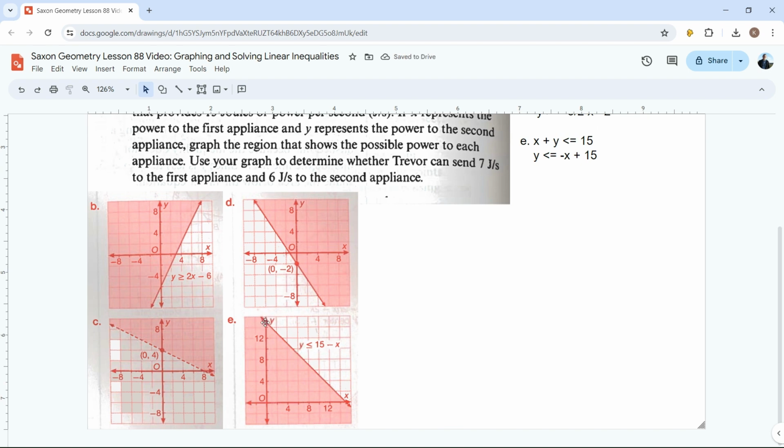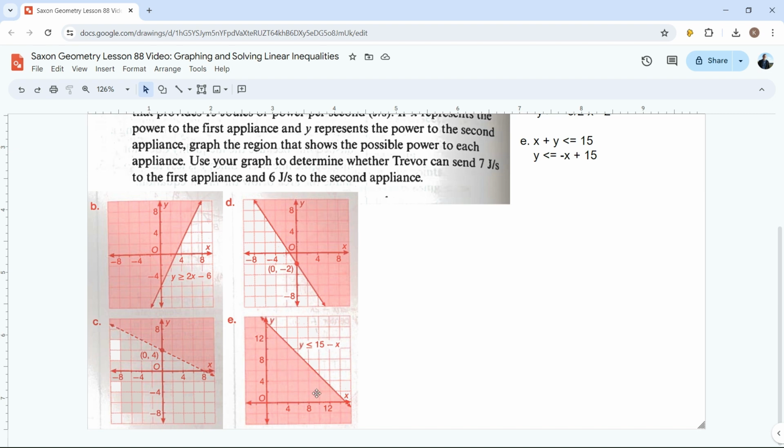And my slope is going to go down 1 over 1, down 1 over 1, all the way down. Okay, so there's my slope. Now, this is a less than or equal to, so I'm going to make sure I have a solid line to graph on. And I'm going to choose the test point 0, 0 to see where to shade. 0 is less than 0 plus 15. 0 is less than 15, so I'm going to shade this bottom region.